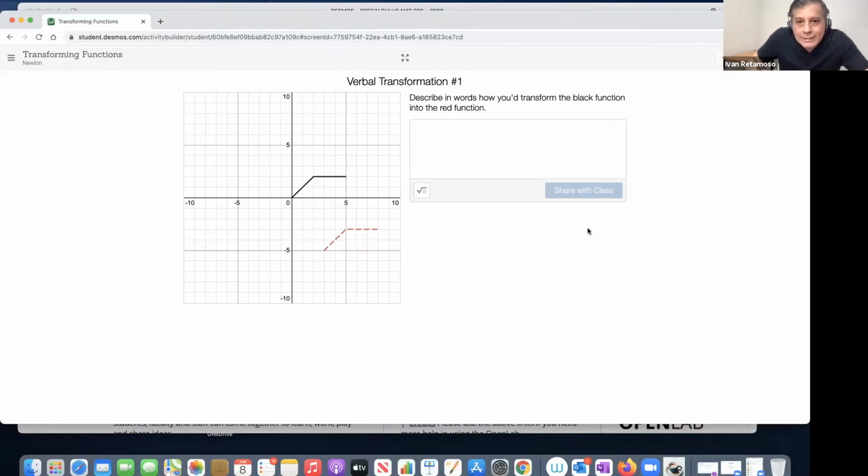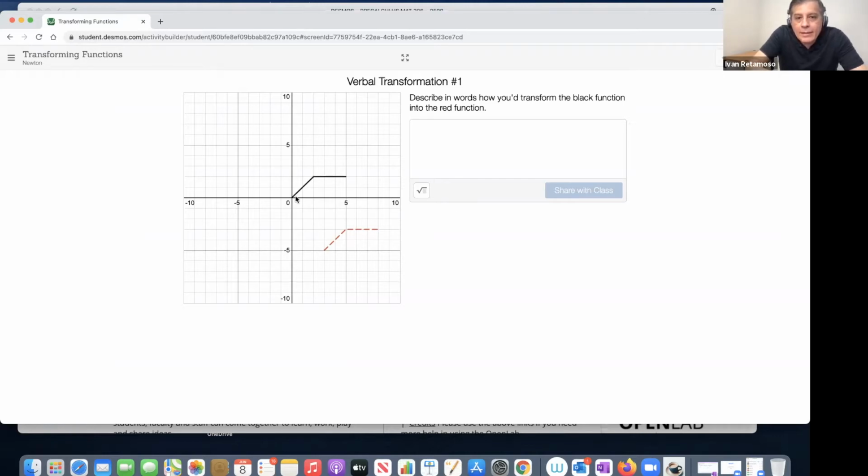First challenge, first question, it says, describe in words how you would transform the black function into the red function, right? So try to figure that out. Welcome. We just started with Desmos activity 2. Let me post the link for you to click and then you will be in there. Great. Any of you guys could tell me what is needed to do to this function graph here in black to end up with this other function here in red.